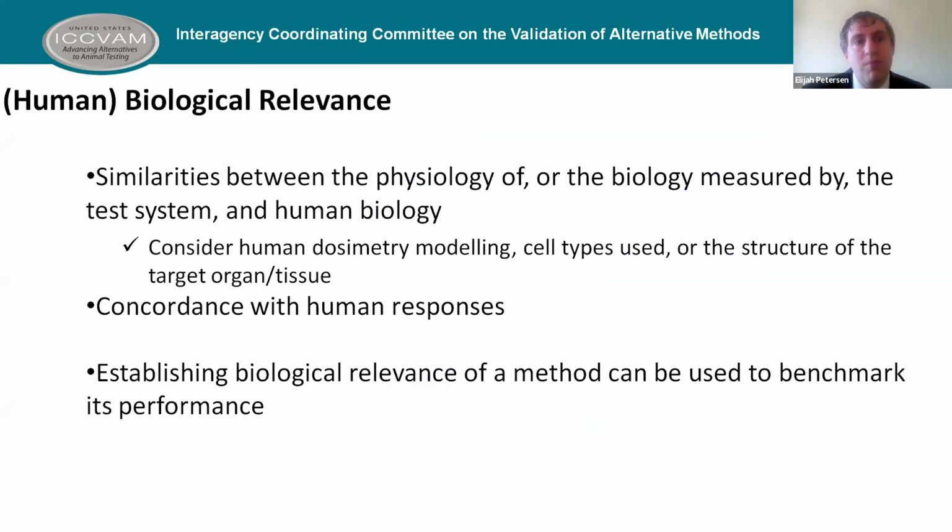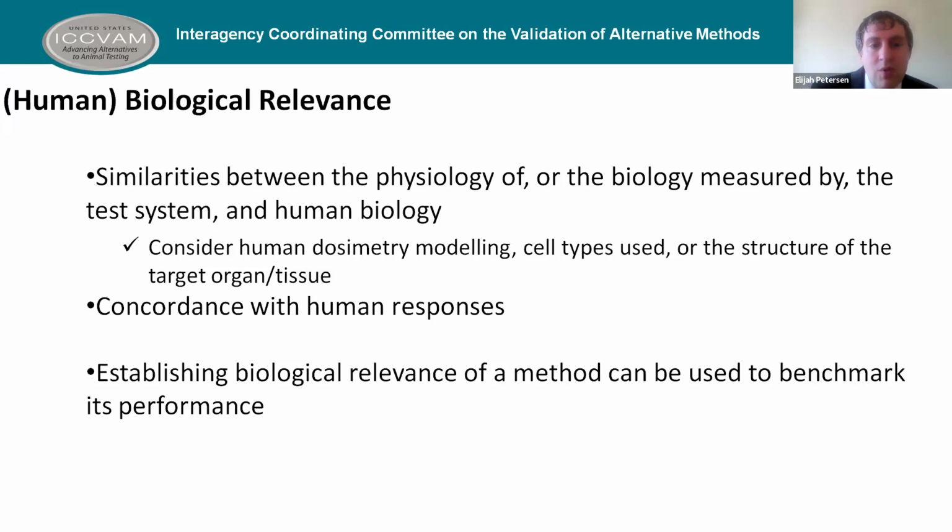So this biological relevance question is sometimes called human relevance, but within ICCVAM we do have ecological testing, so sometimes the species of interest is a fish. As I'm describing this, you know that I'm really referring to the species of interest. We're comparing the biology of the species of interest and that of the test system, and that could relate to things such as the dosimetry modeling, the structure of the organ or tissue, the cells used, and, if there is human data, to what degree the results from a particular method or combination of methods relate to the human response.